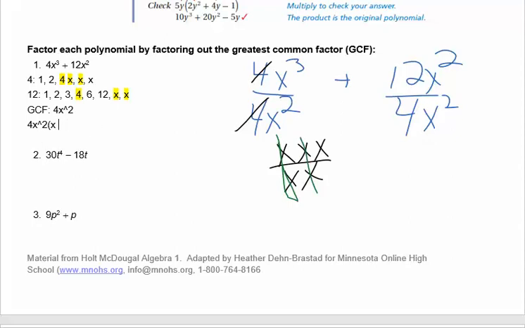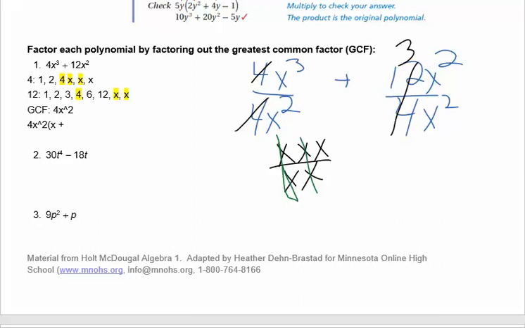Okay, now I have to do the second term. The second term is 12x squared over 4x squared. Let's do the number part first. What is 12 divided by 4? That's 3. 12 divided by 4 is 3. So that part will just be 3.